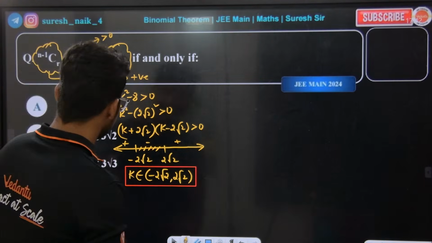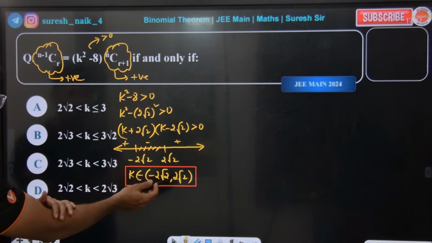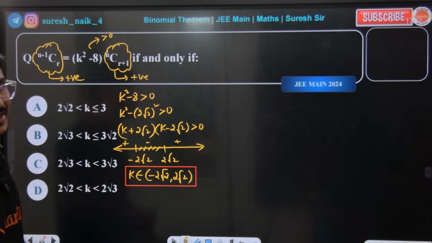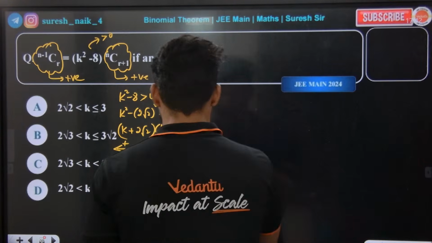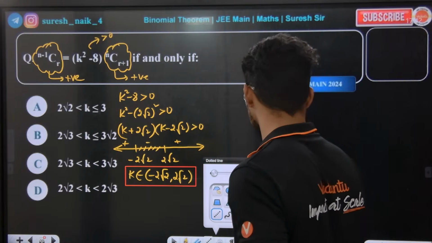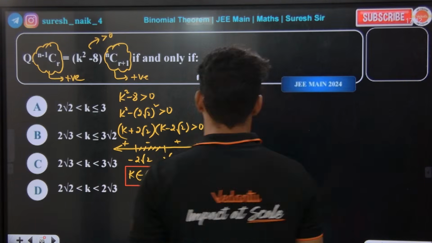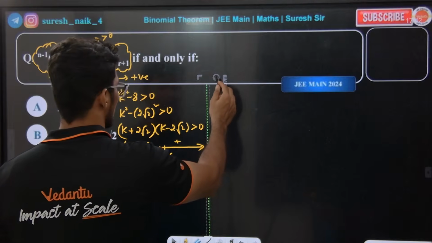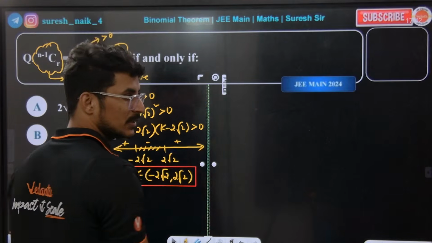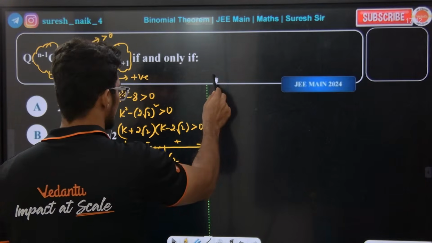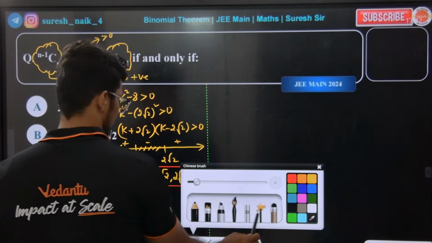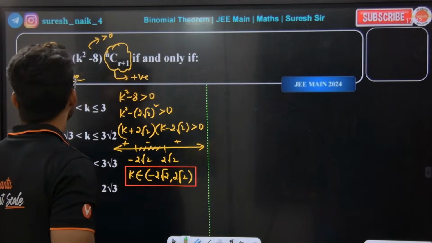Okay. I got the K value, sir: minus 2 root 2 to 2 root 2. But we don't have any option like that. We need to solve it further. Okay. Beautiful question actually, a super question. This is really a very good question. So everybody look at the board clearly, right? Hello Chintu. Yes sir. Everyone. Sir, I have one doubt.